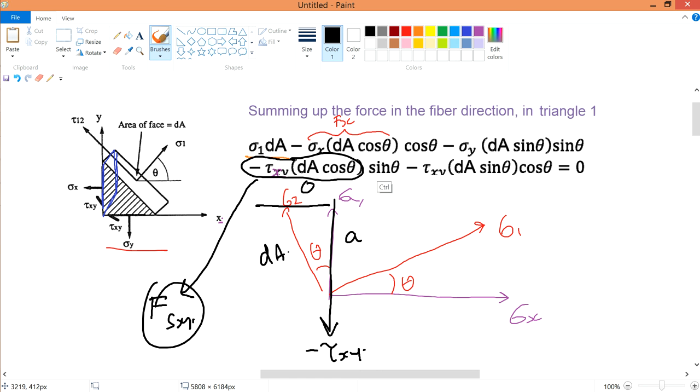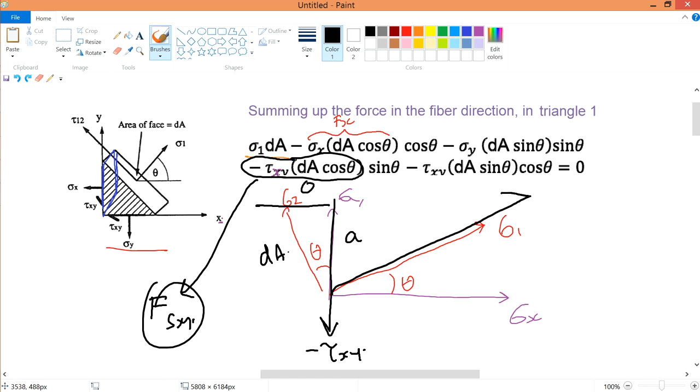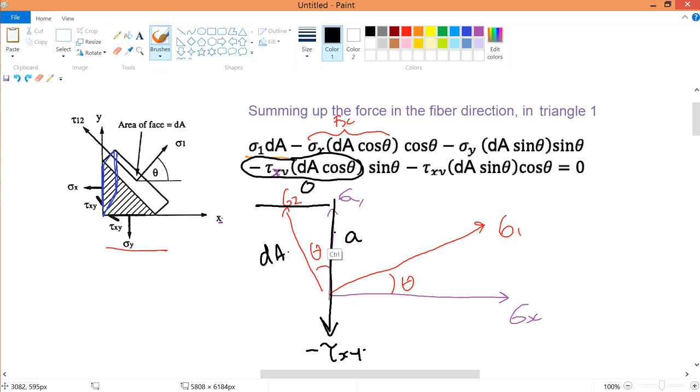So the shear force, we're going to translate into the same direction as this sigma 1. Our purpose all along is trying to take this whole equation and sum them up in terms of this sigma 1 direction. I repeat again, this whole equation, our purpose is to sum them up in this sigma 1 direction. I hope this is pretty clear. And therefore, your stress is in this direction right here.